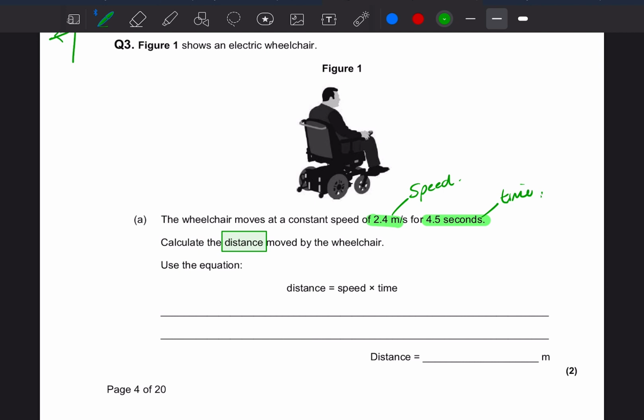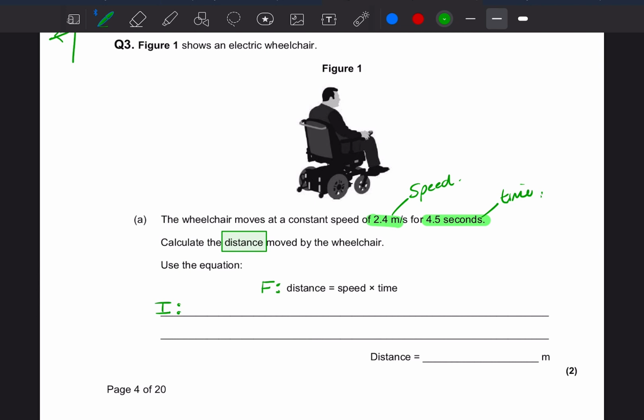So I always like to use FIFA as an acronym to help me remember what to do. So I'm given the formula. Next, I'm going to input the data. The F would be to fine tune it if I need to, if I need to do any conversions or if I need to rearrange it. And the A is obviously to write down the answer.